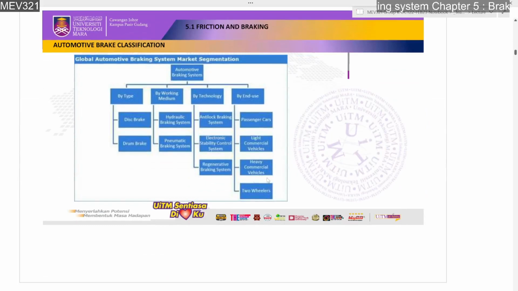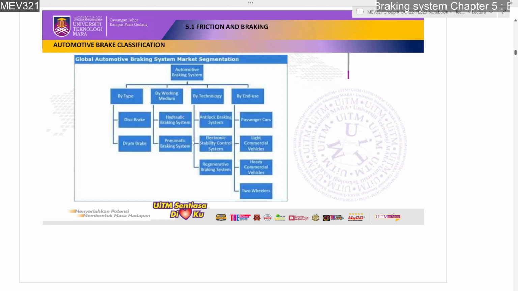And we have some classifications just to categorize the automotive braking system in our industry. We can categorize by type. There are two types: disc brake and drum brake. We will discuss them later, and we will know what the disc brake and the drum brake are. Okay, and then by the working medium, some systems use hydraulic, and some systems use pneumatic.